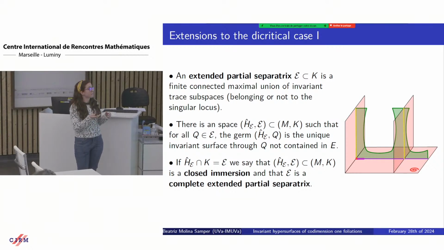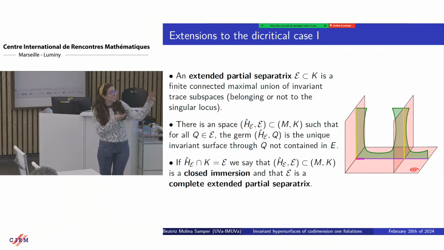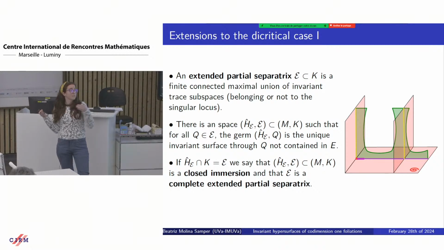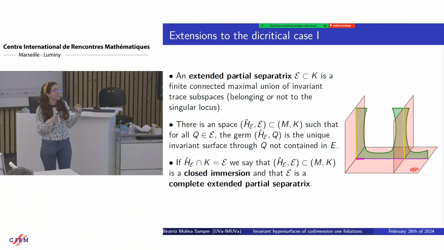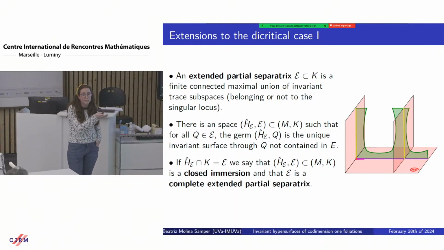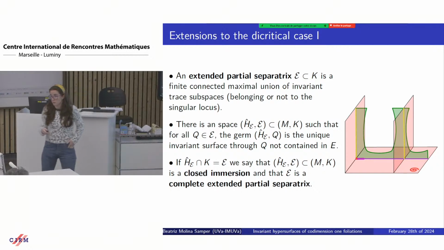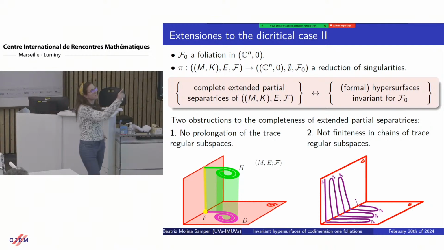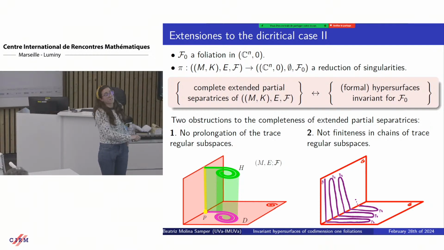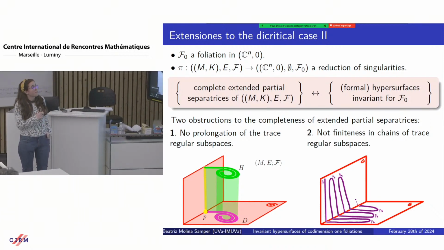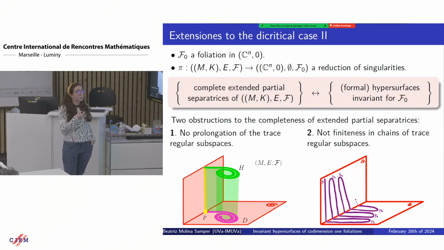And again, these extended partial separatrices are complete in the sense that if I have the hypersurface, it continues being a hypersurface after reduction of singularities. So I also have the reciprocal. If I have one extended partial separatrix that is complete, I have this closed immersion, and it projects into a hypersurface. So I have this projection, right?